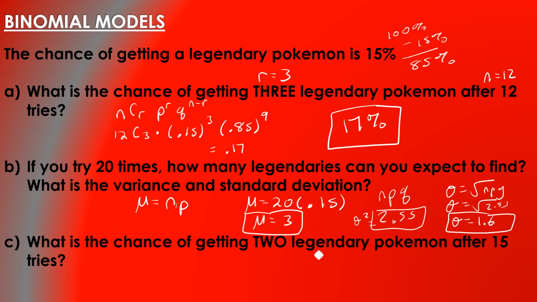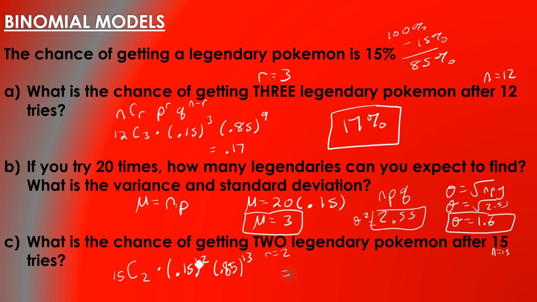What is the chance of getting 2 legendary Pokemon after 15 tries? So N is 15, and I want 2 successes, so R is 2. So 15 choose 2, times chance of success, 0.15 to the 2nd, and 0.85. Well, then there will be 13 of those.